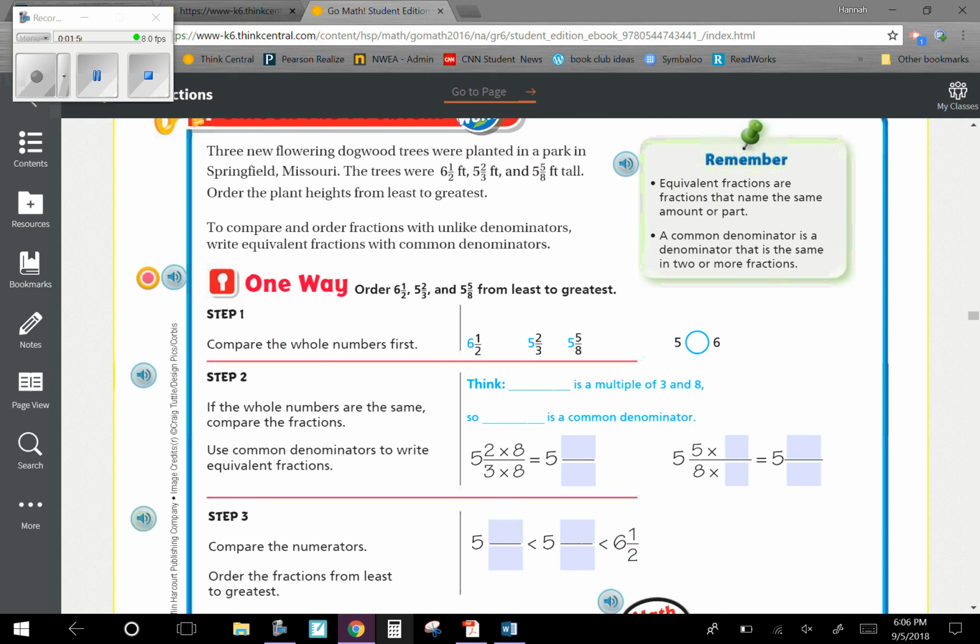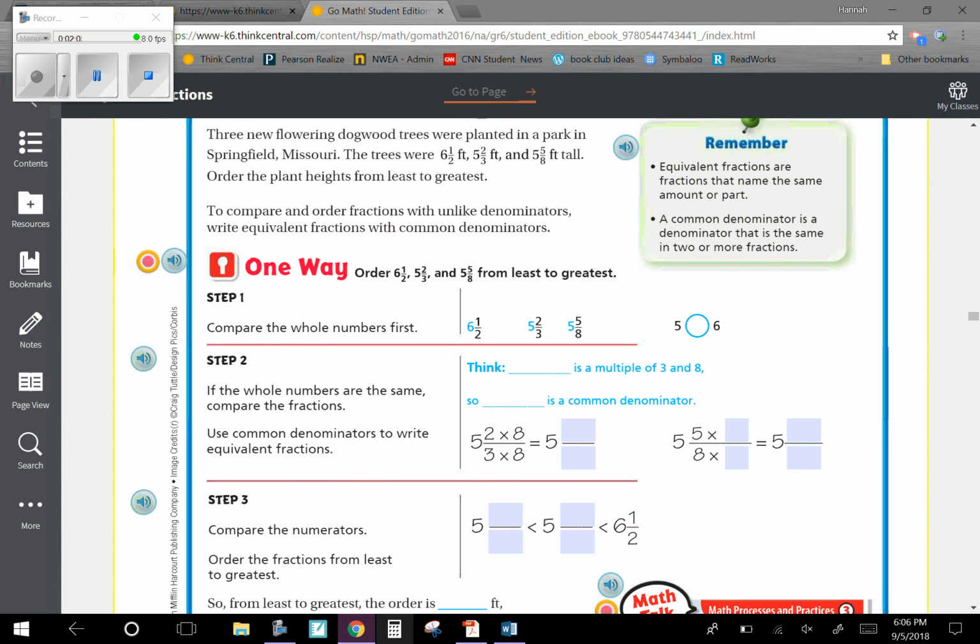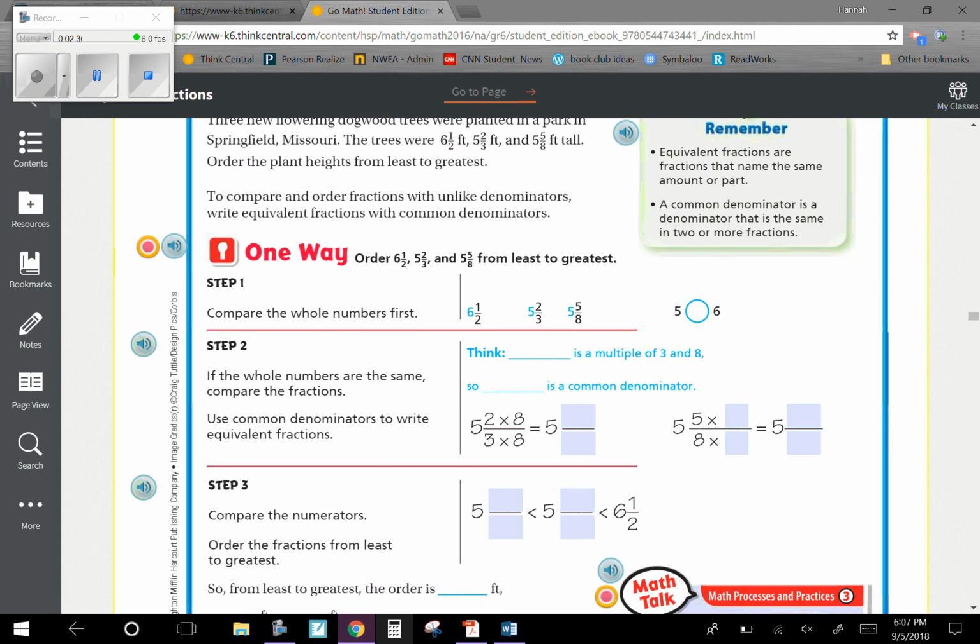Okay, in order to understand these lessons, make sure that you freshen up on what is a numerator, what is the denominator. Make sure that you know those like the back of your hand. Over here on the remember, it says equivalent fractions are fractions that name the same amount or part. So 1/2 and 5/10. If I draw a diagram of 1/2 and then I draw a diagram of 5/10, they're going to be the same amount. Or if I tell you I ate 1/2 of a pizza or I ate 5 out of the 10 slices of the pizza, those are the same thing. The common denominator is a denominator that is the same in 2 or more fractions.